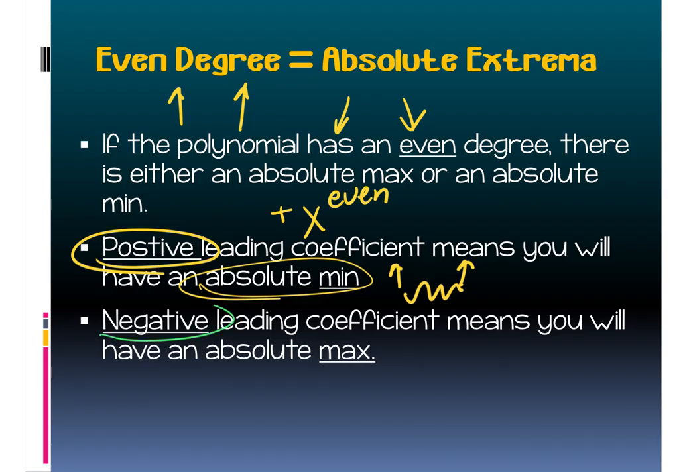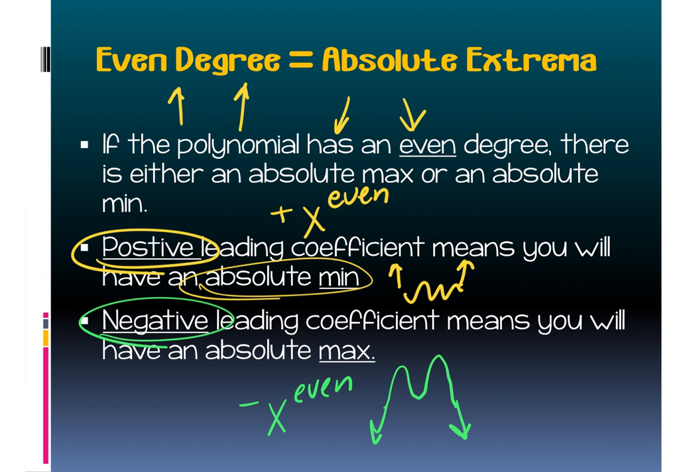If it's got a negative leading coefficient, so it's negative x with an even power, now they are both pointing down at the ends. So down and down. And again, it could go up once. It could go up and back down again and up and back down again. It could do that 5 times, okay? All I know is they both end up pointing down, which means there has to be an absolute max point.